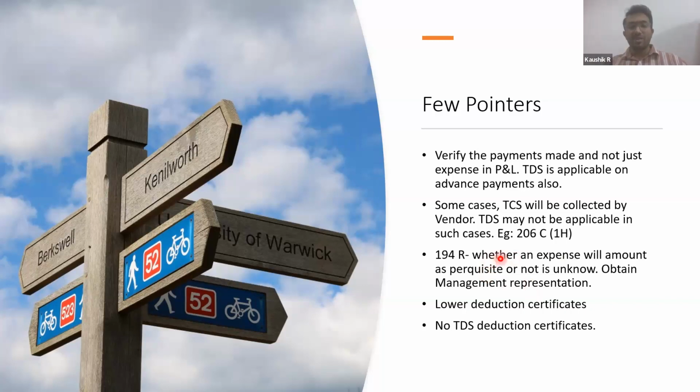When it is not easily identifiable, there is a risk for the auditor. What is that risk? What if the client has not done TDS and says that he has done TDS? So there is a risk for the auditor because the client has not done TDS. Say the turnover of the company is 200 crores and benefits or perquisites of this nature are sitting at 10 crores.